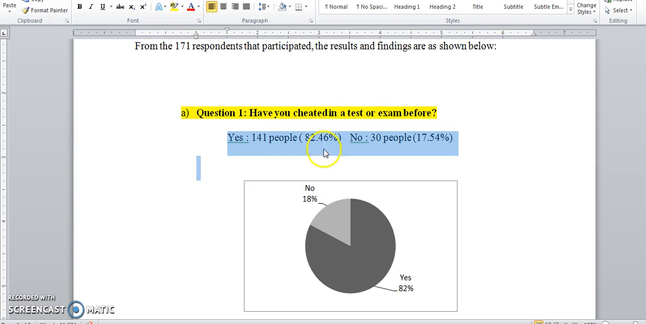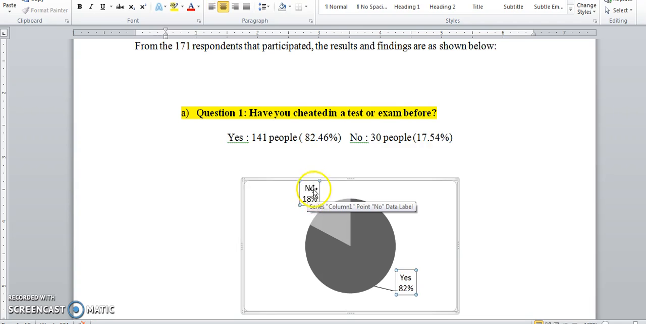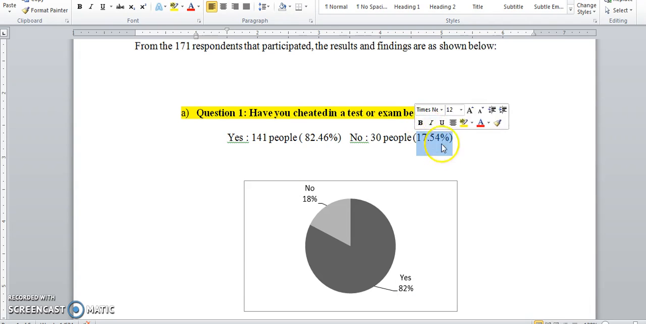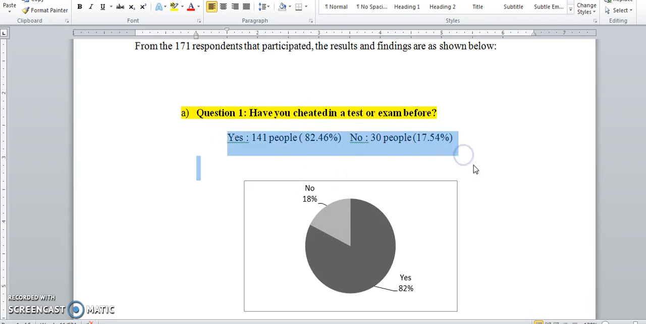This is a representation of what I have here in my pie chart. So you might ask, the number here already says no 18% and yes 82%, so why do I need this? This is a 2 decimal point data, 17.54, but in my pie chart it says 18%. So for the sake of specification, we are putting this up here as well.